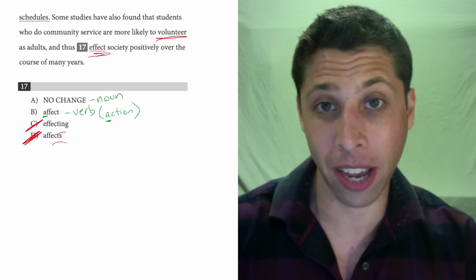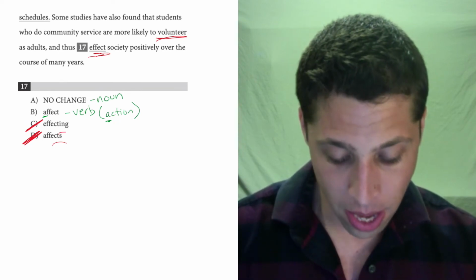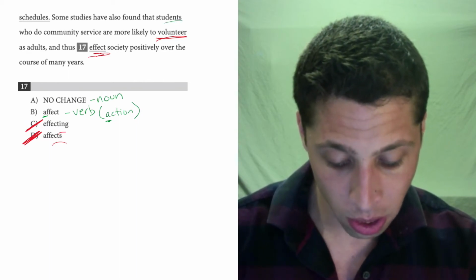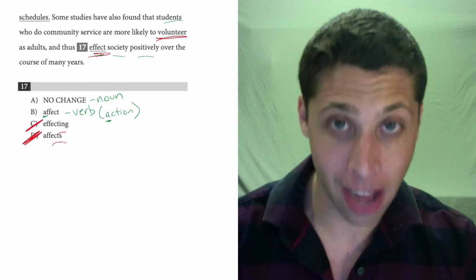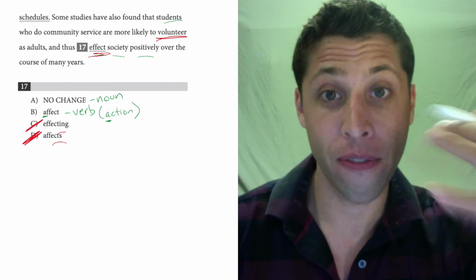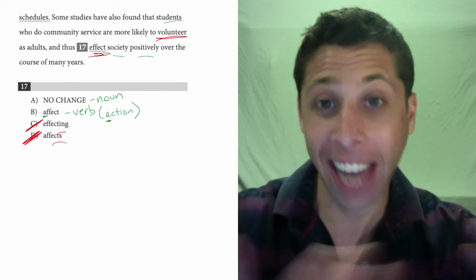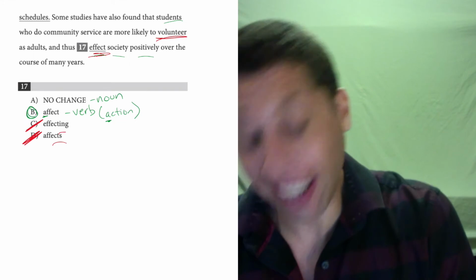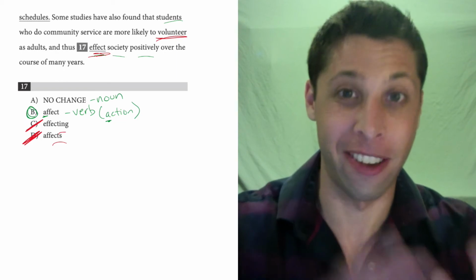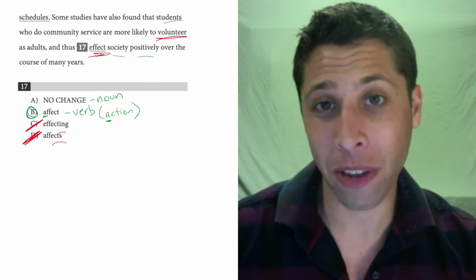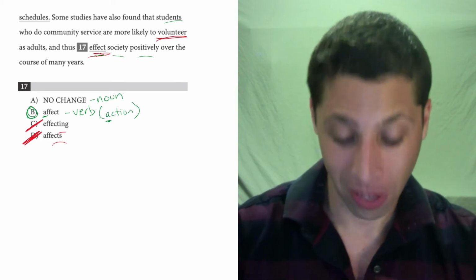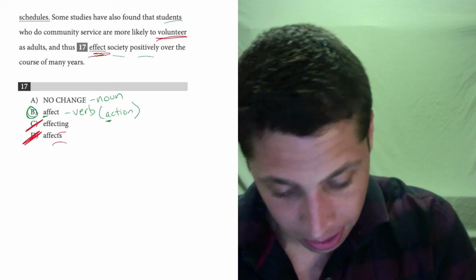Well, just look at how it's used in the sentence, right? The studies have found that students who do community service, so the students affect society positively. So the students are doing an action here. They're affecting society. They're having an effect. But in the case of the way the sentence is structured, B, they're doing affecting. So this is what makes this so difficult, is it's very easy to rearrange the sentence and use the complete opposite word, right? So in this case, let's write it out.